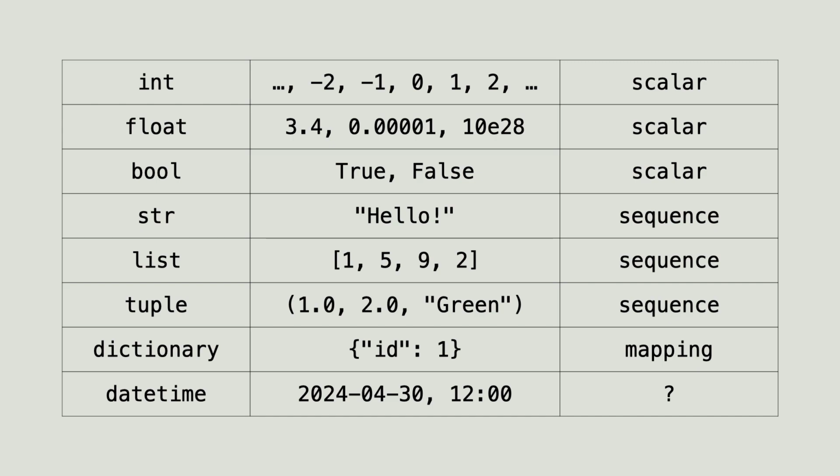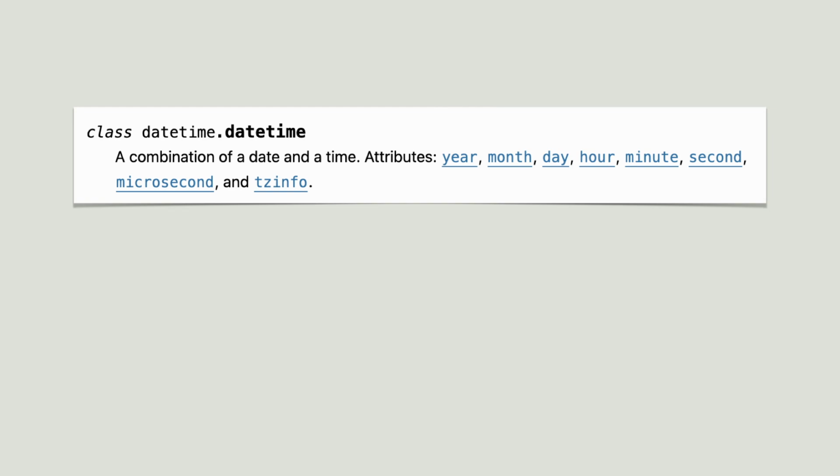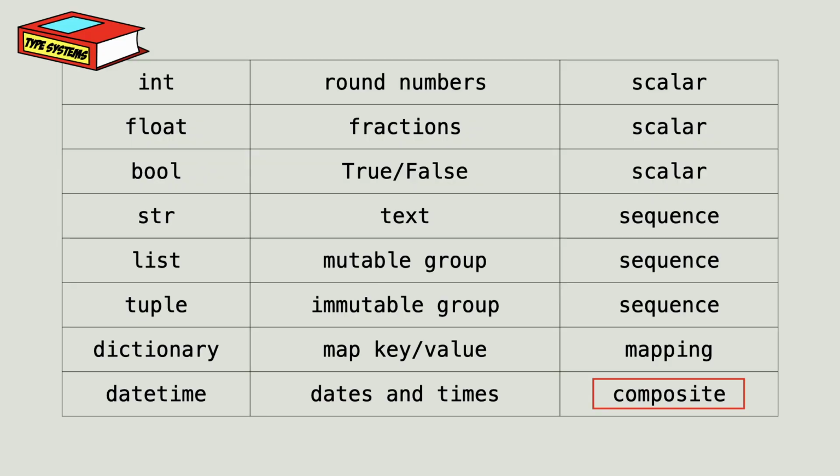But what kind of type is this? To answer this question, I look at the Python documentation. Look at the word attributes. It is plural. The date-time type combines scalar values for year, month, day, etc. When data types are composed of other data types, we call them composite data types. Now I can make this list complete.